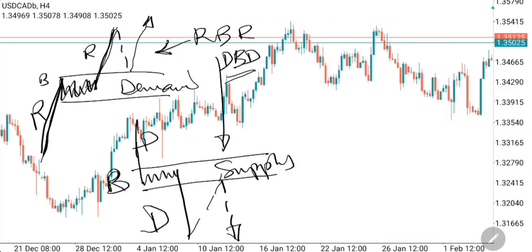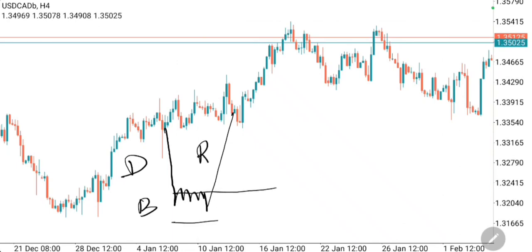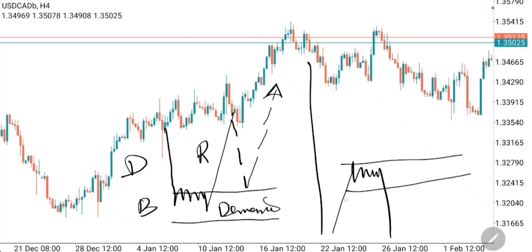These zones are not as effective as the two sets I'm going to show you right now. These two sets are the drop base rally demand zone, where it's expected that price should come to this zone and mitigate it, and the rally base drop supply zone, where price should likewise come and mitigate the zone.